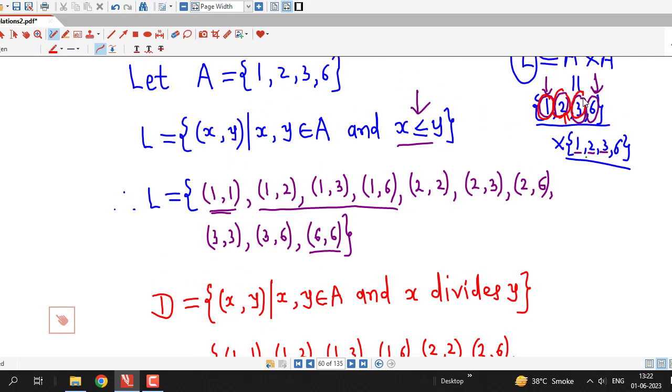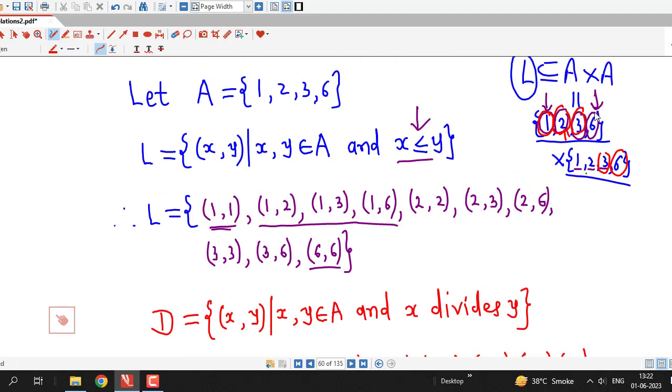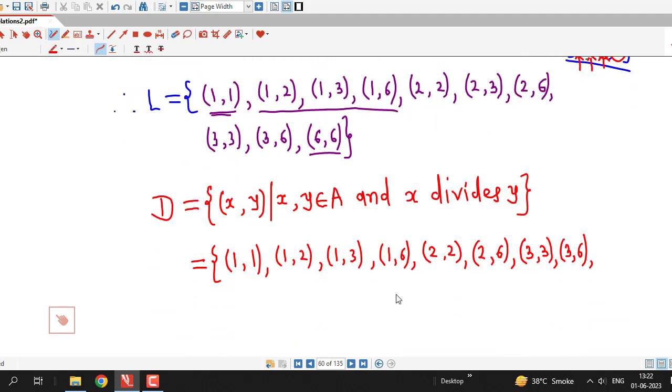Then we fix 3 as first component. (3, 1) is not a member of D, 3 cannot divide 1, similarly (3, 2) is also not a member of D. 3 divides 3, so (3, 3) is a member of relation D and 3 divides 6 also. So (3, 3) and (3, 6) are members of the divides relation. Then last possibility is 6 as a first component and we know that 6 cannot divide 1, 2 as well as 3. So the only possible pair is (6, 6).